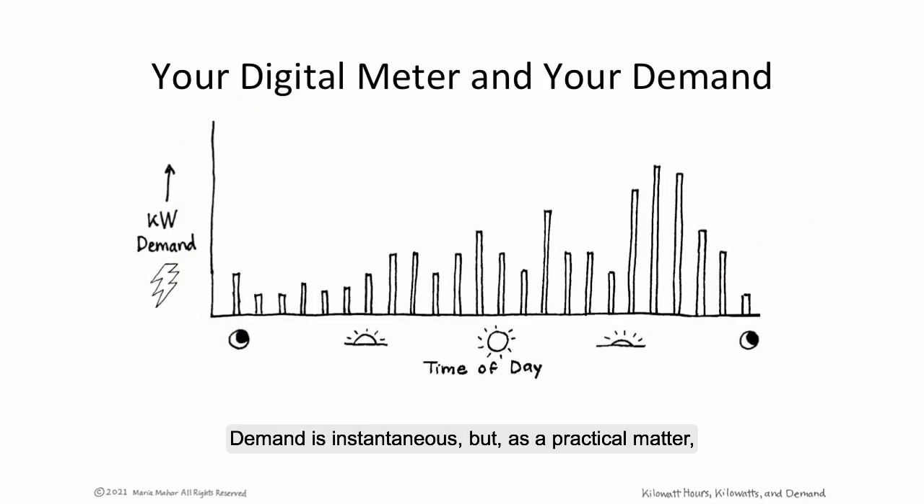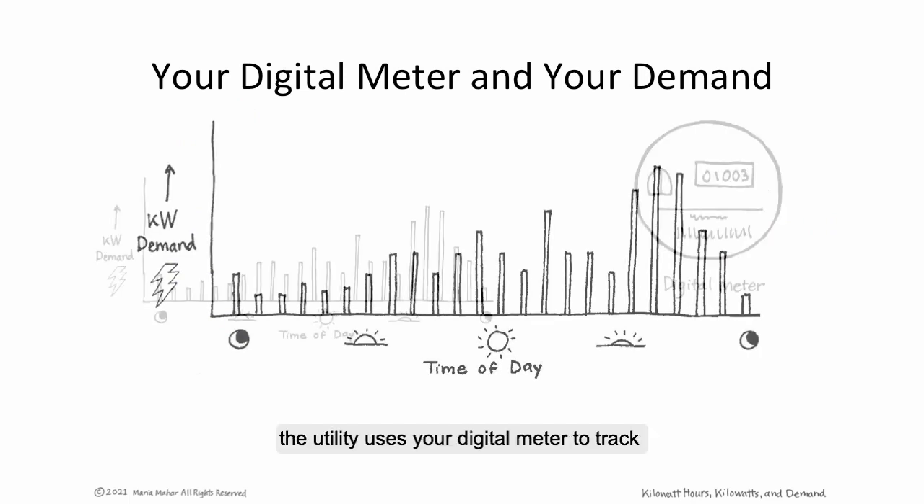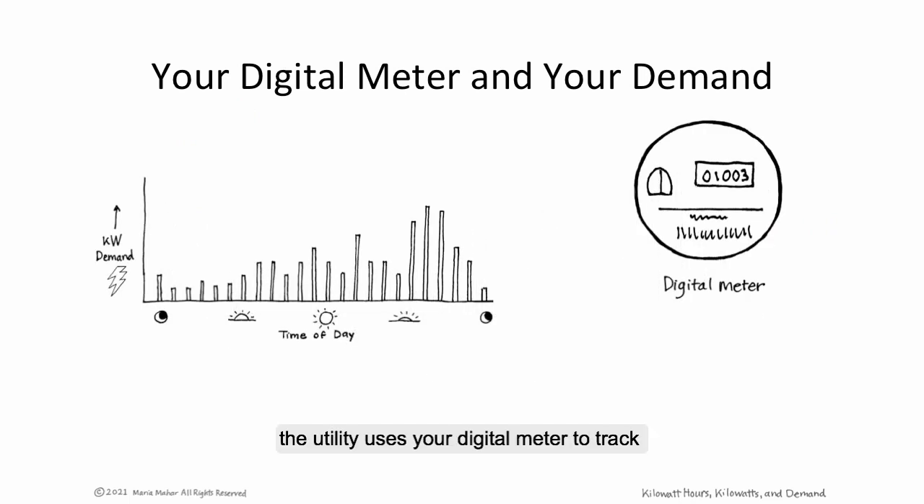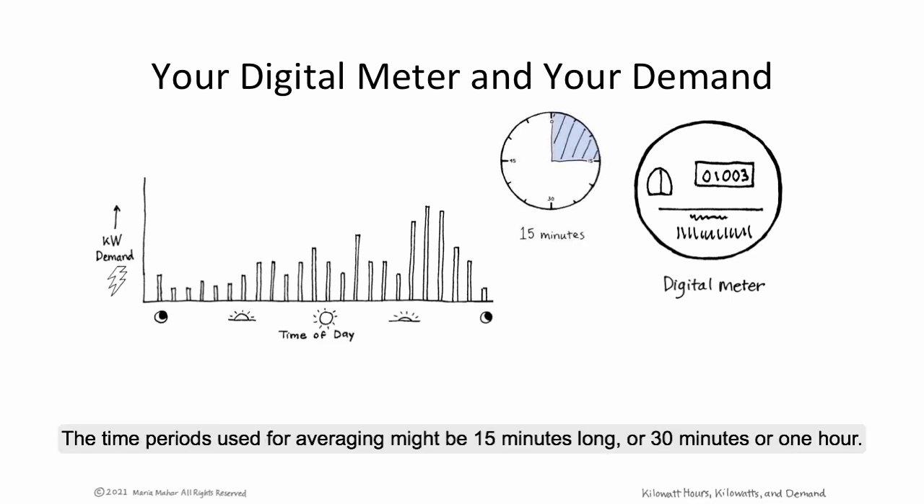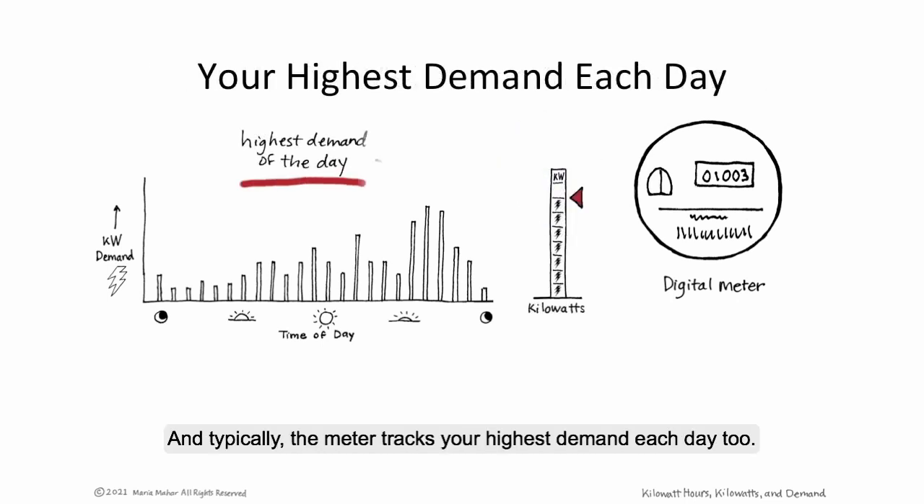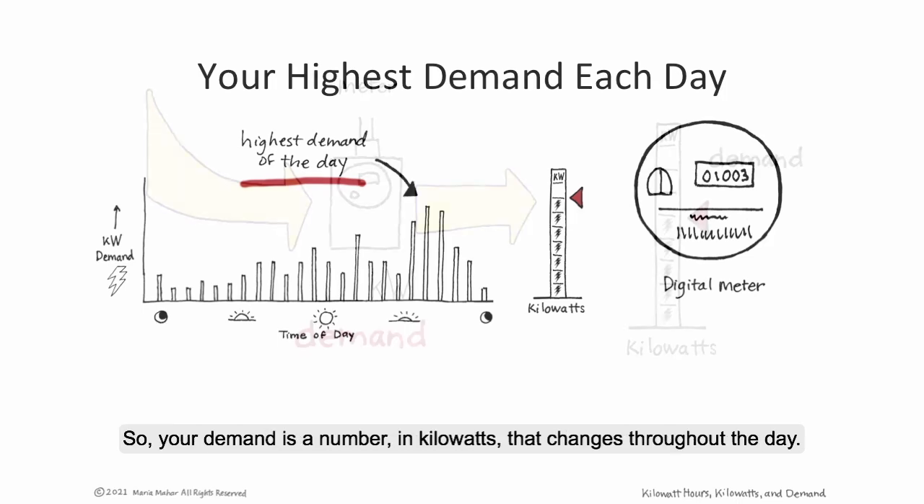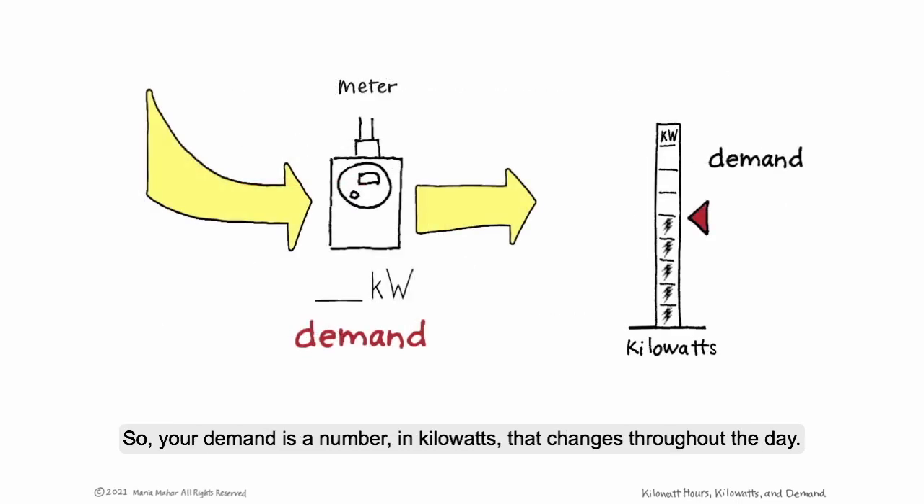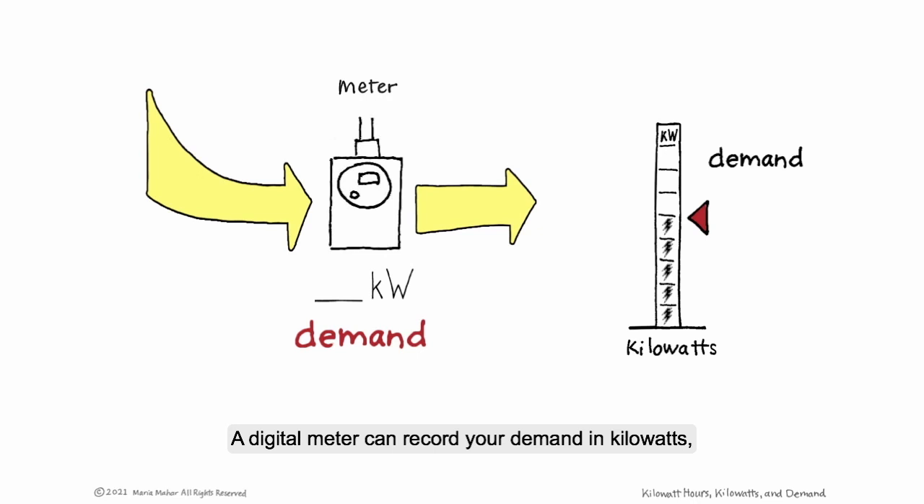Demand is instantaneous, but as a practical matter, the utility uses your digital meter to track and then average your demand over short time periods. The time periods used for averaging might be 15 minutes long or 30 minutes or 1 hour. The meter records your demand as these short averages through the day, and typically the meter tracks your highest demand each day too. So your demand is a number in kilowatts that changes throughout the day. A digital meter can record your demand in kilowatts as well as your consumption in kilowatt hours.